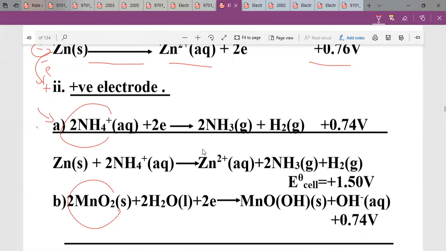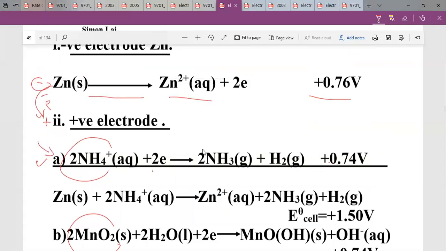So if they give you some here, you have to say, well, ammonium ion plus 2 electrons gives you ammonia. They will tell you this. Okay, and this is assuming 0.74, positive. So now you combine these two together. You cancel 2 electrons. You get zinc plus ammonium ion, which comes from ammonium chloride.